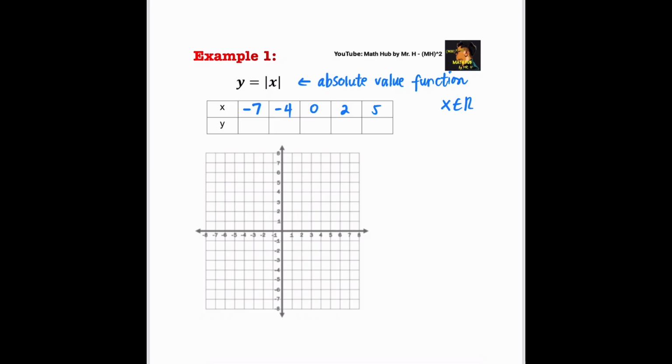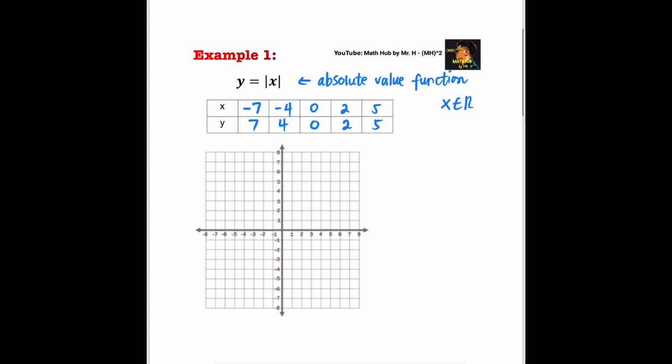Alright, so if x is negative 7, the absolute value of negative 7 is positive 7. If x is negative 4, the absolute value of negative 4 is positive 4. 0 will be 0. The absolute value of 2 is 2. The absolute value of 5 is 5. And those are the sets of points that we need to plot on the coordinate plane.